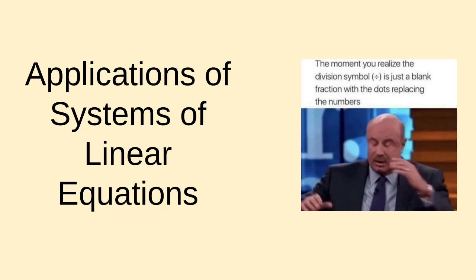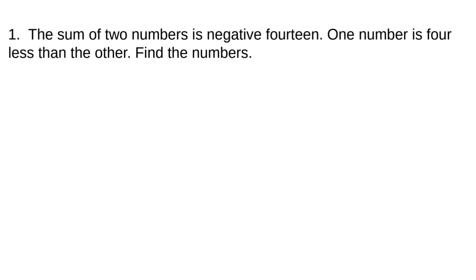In this video, we're going to see a couple problems that we could solve using systems of linear equations. Example 1 says the sum of two numbers is -14. One number is 4 less than the other. Find the numbers. Let's take a look at this one sentence at a time. The first sentence says the sum of two numbers is -14.